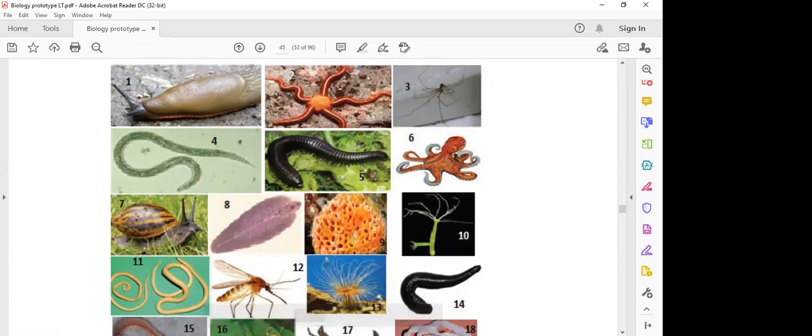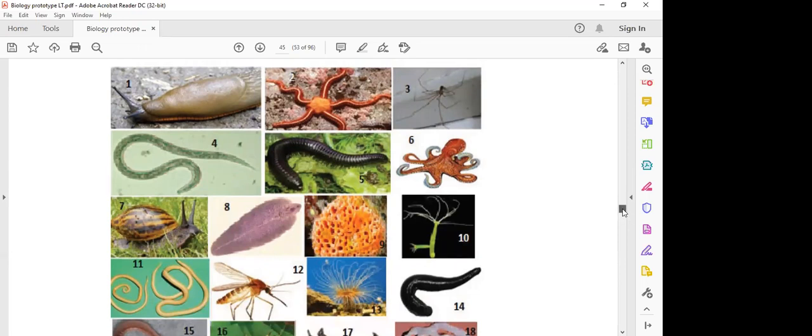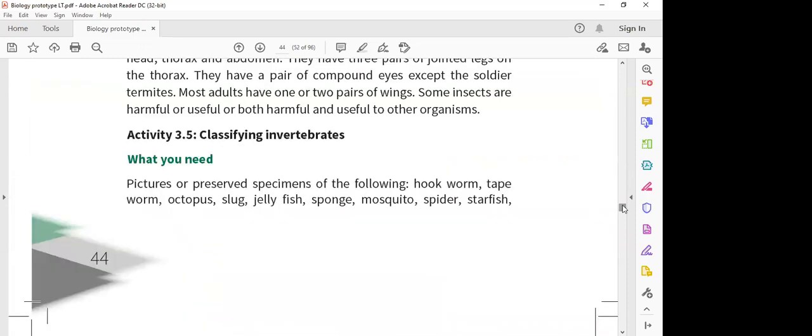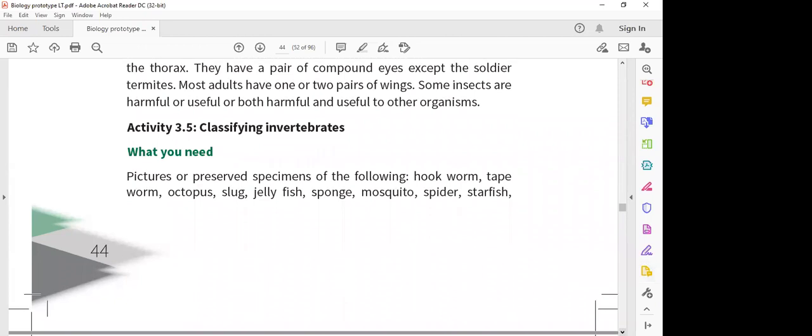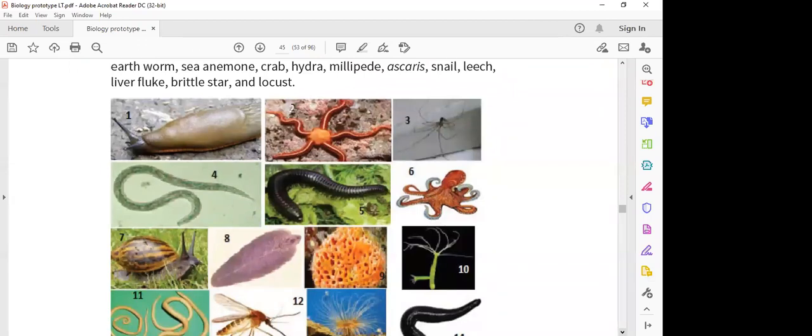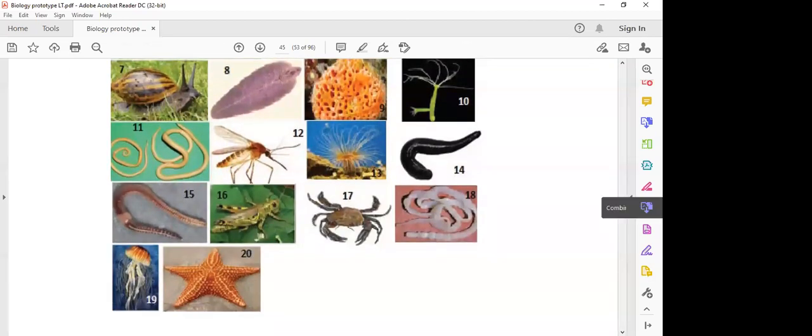Teacher, repeat the question. Now let me do it like this. Activity, classifying invertebrates. What you need, in addition to your pen, pencil, and paper or notebook, you need pictures of those organisms. There are around 16 of them. We saw them yesterday, okay? They range from number 1 up to number 20, actually there are 20.